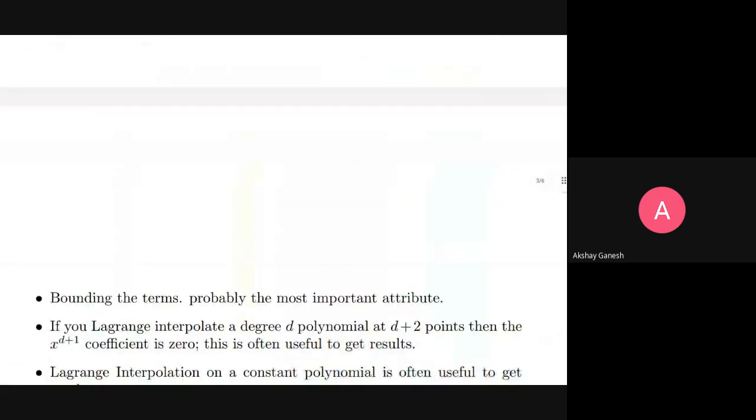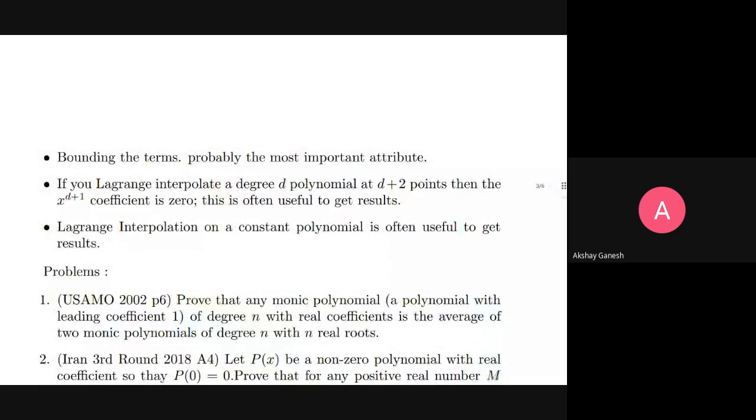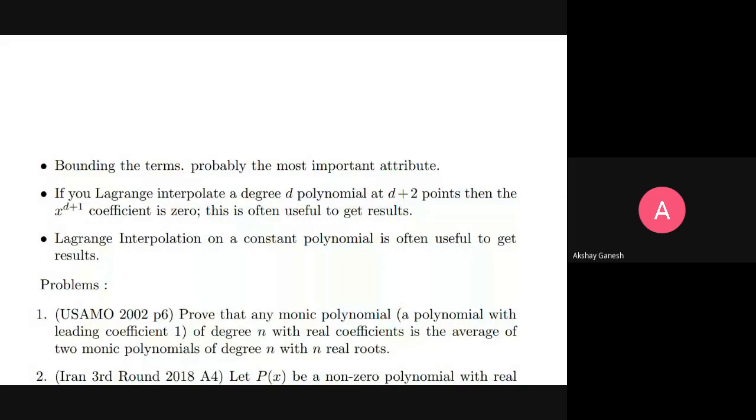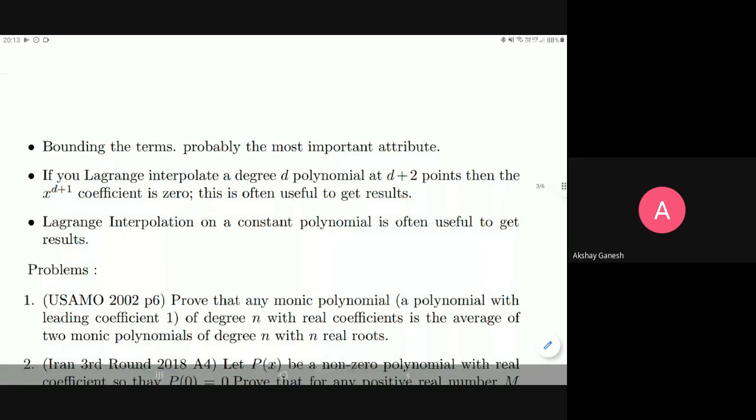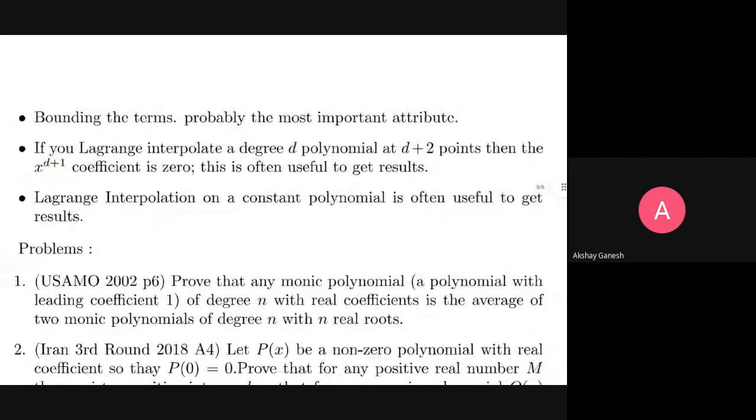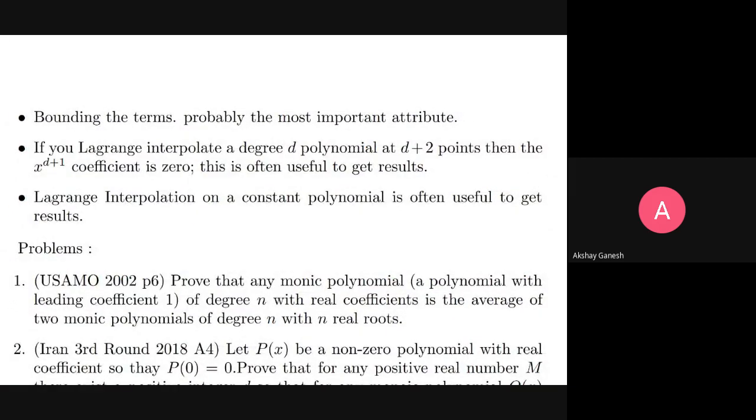Another important thing about Lagrange is that often you need to bound the terms to get useful results. And two other tidbits you might want to keep in mind: we just mentioned interpolating a polynomial of degree at most n on n plus 1 points. But what if we interpolate the polynomial on n plus 2 points? Since the degree is at most n plus 1, you know for sure that the coefficient of x to the d plus 1 is equal to 0. That is also useful. It might give you an identity.